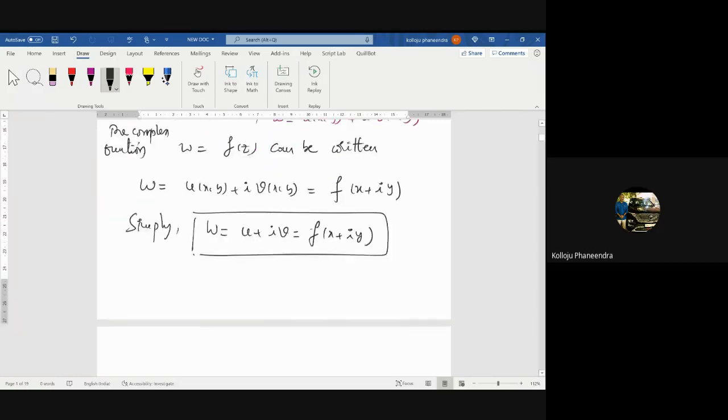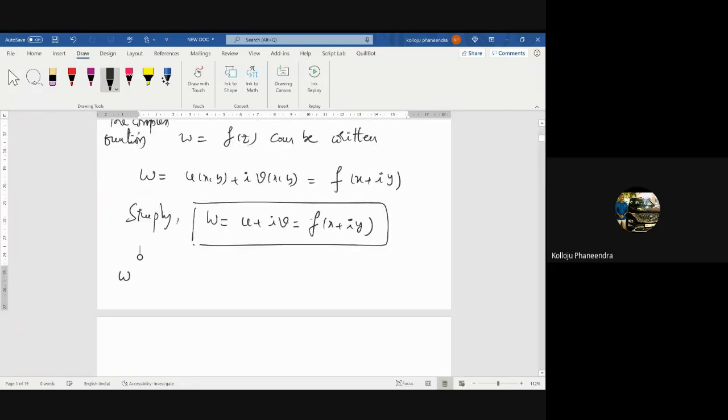That is, w possesses how many variables completely? Therefore, the complex function has how many variables? What are those? X, y are independent variables, and u, v are dependent on x, y. U, v are functions of x and y. U, v are dependent variables. X, y are independent variables. So totally, how many variables are here? 4 variables are there.